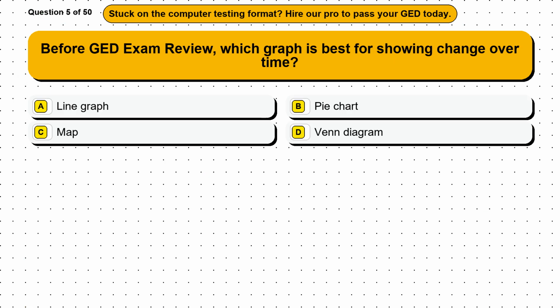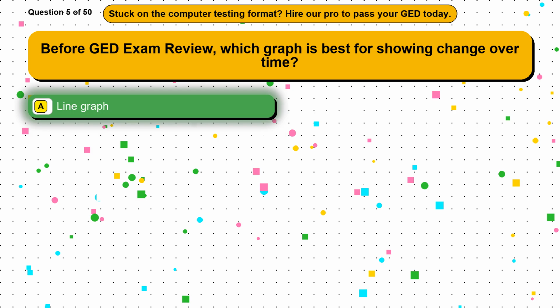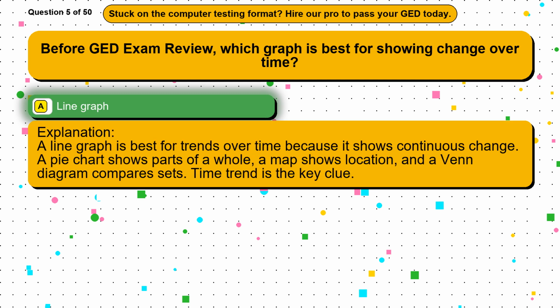Question 5. Before GED Exam Review, which graph is best for showing change over time? Option A, line graph. Option B, pie chart. Option C, map. Option D, Venn diagram. The correct answer is option A. Line graph. A line graph is best for trends over time because it shows continuous change. A pie chart shows parts of a whole, a map shows location, and a Venn diagram compares sets. Time trend is the key clue.